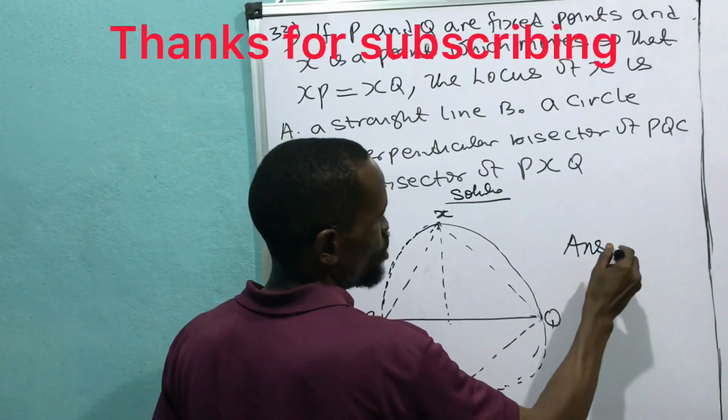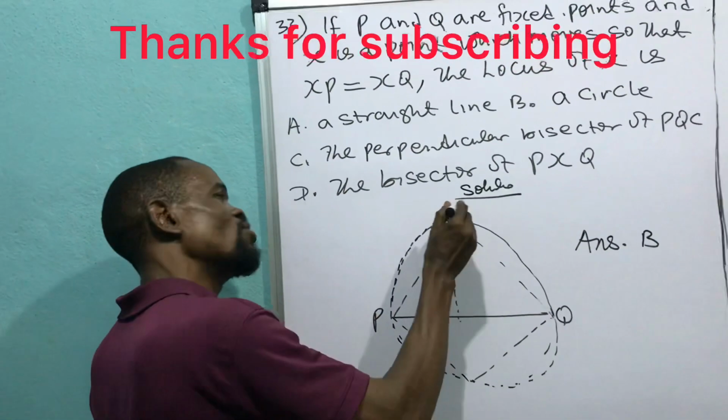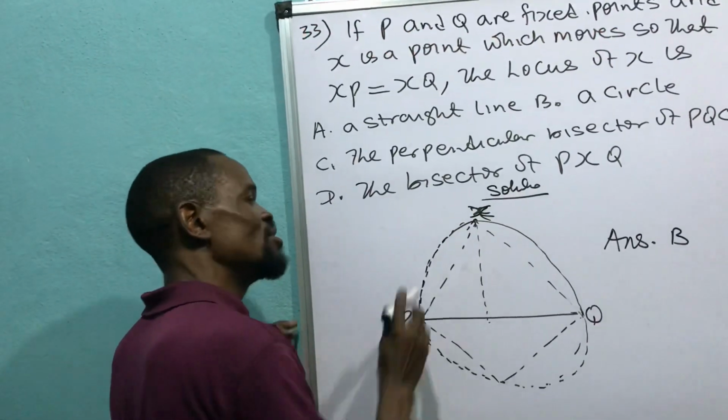My answer is option B, which is a circle. The locus of X here is a circle. So can we go to the next question?